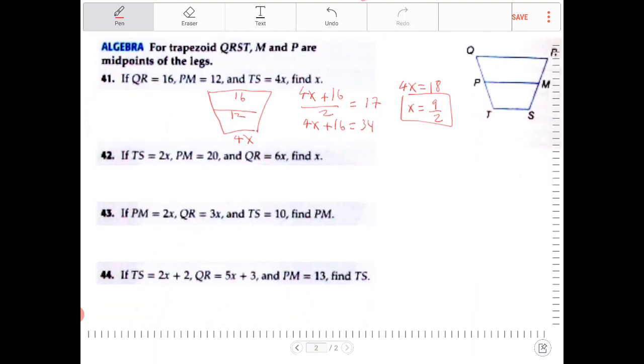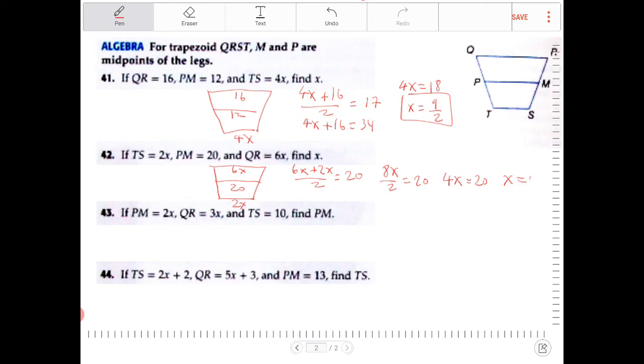Okay, TS is equal to 2x. PM is 20. And QR is 6x. So this will be 6x plus 2x divided by 2 is equal to 20. So I'll end up with 8x divided by 2 is equal to 20. 4x is equal to 20. X is equal to 5.